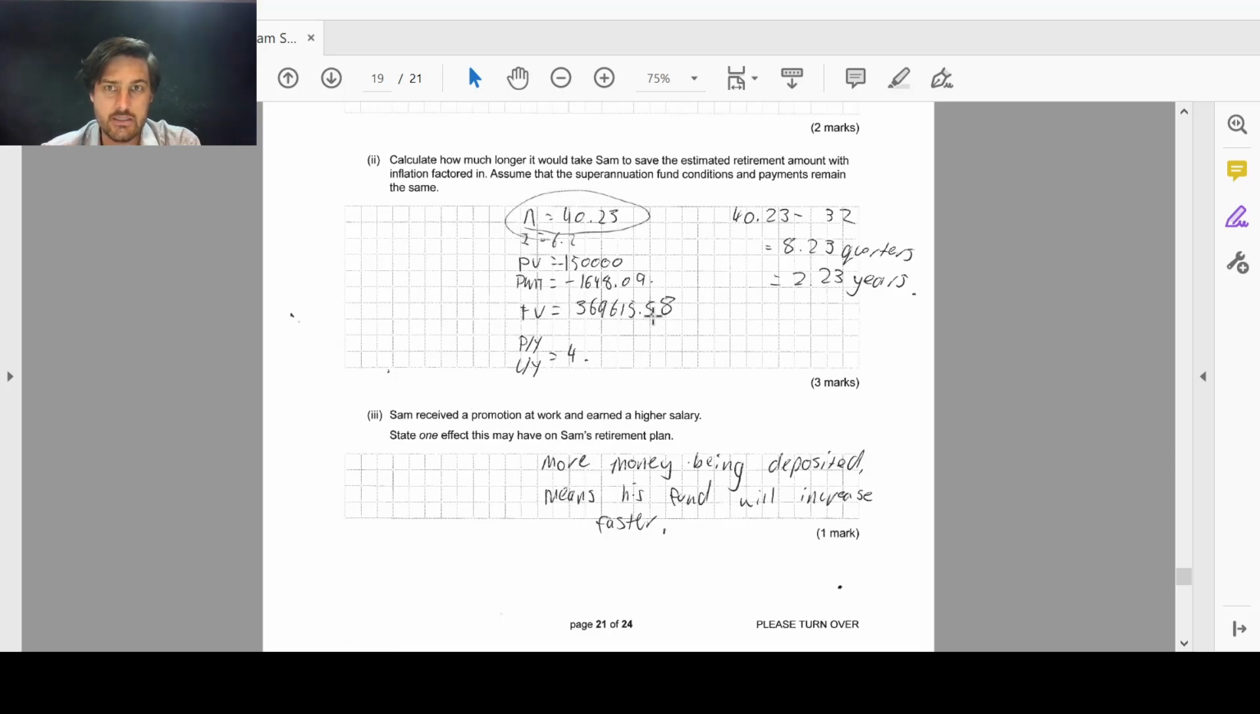Calculate. All right, so all it's asking you to do is just recalculate for n with that new goal in mind. Okay. So it was going to take him 32 quarters. Once we've recalculated for that, it is now going to take him 40.23 quarters, which is 2.23 years.